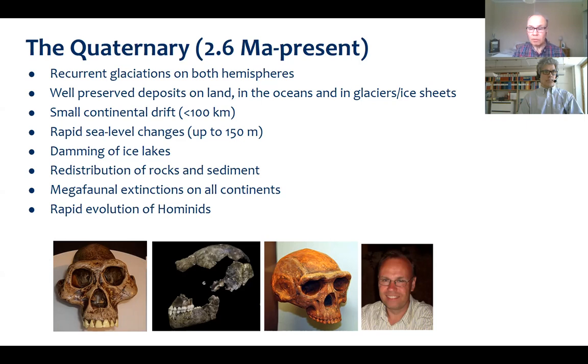We had redistribution of rocks and sediments. We can find Swedish rocks, so to say, on the continent, transported there by the glaciers. We have a megafaunal extinction on all the continents that you're probably familiar with. I will not go into any detail here, but we have the extinction of the mammoths, the rhinoceros, and so on in all continents. And there's been a lot of discussion about the reasons for that, if it's due to human overhunting or if it's due to climate changes. And I think the consensus among many scientists now is that it is actually a combination of both of those things.